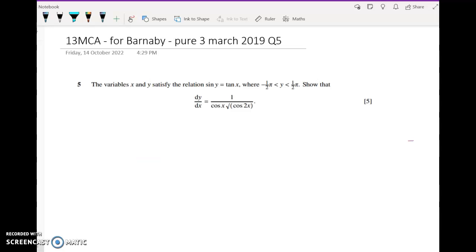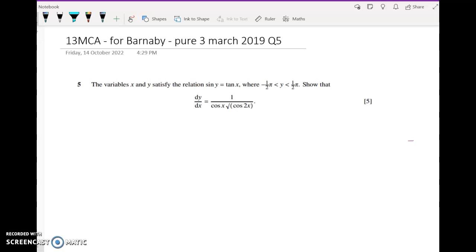Kia ora 13 MCA. This is a really tricky trig and differentiation question from March 2019, question 5. So please, if you're finding anything that you're feeling is really quite hard, please do send it in. Barnaby, thanks for this one. It is a lovely, lovely question with quite a few things that you've got to spot in here.